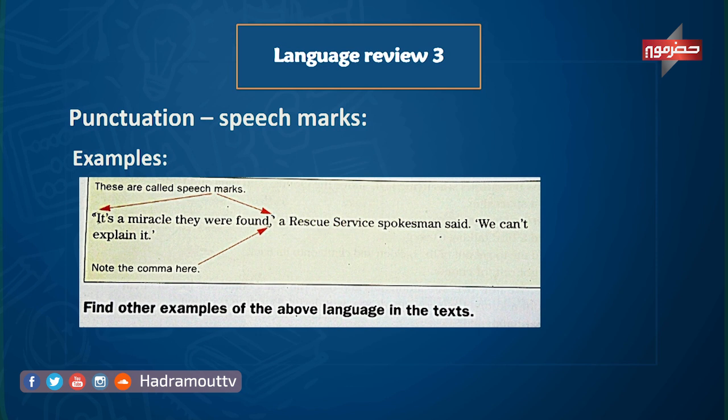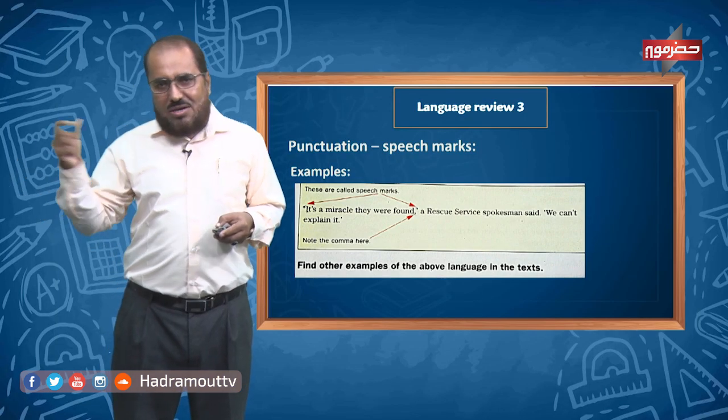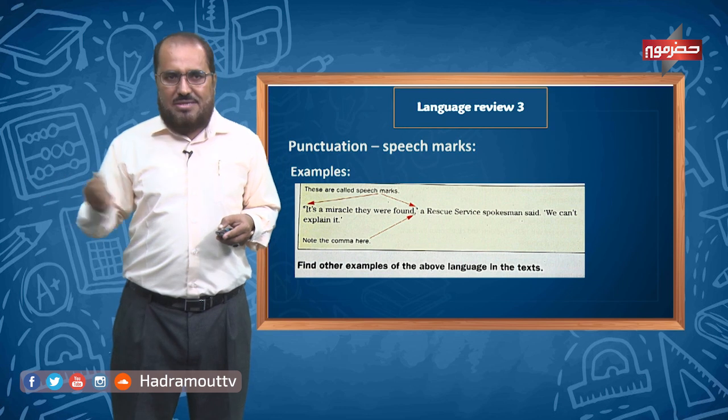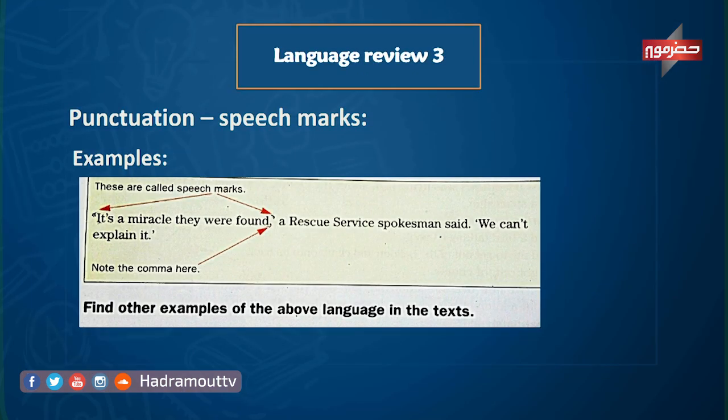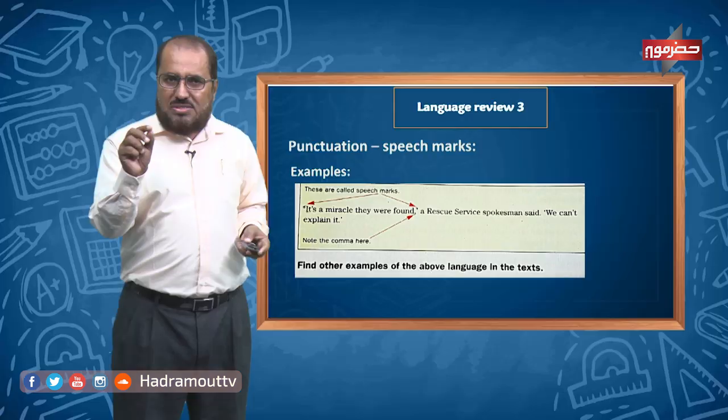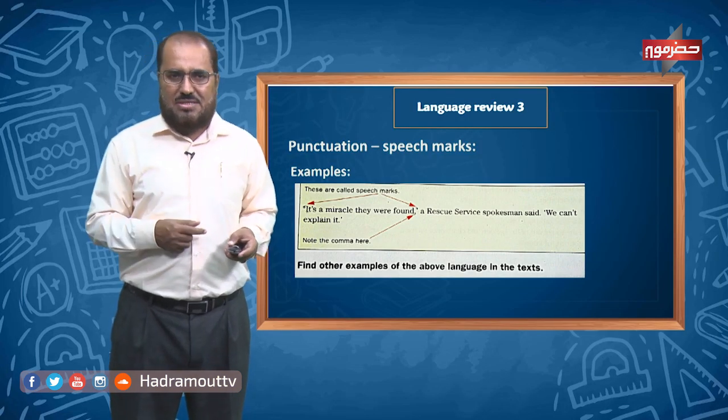Okay? And you see there's another comma because he wanted to continue to quote what he added. A rescue spokesman said, "We can't explain it." Who said "we can't explain it"? The writer? No, the rescue serviceman himself. So it is put between the speech markers, the quotation marks, inverted commas, you see? And there is a full stop here because he completed it now.